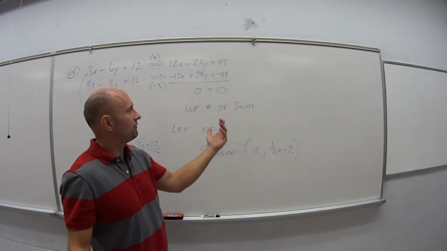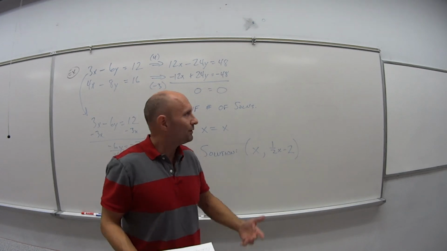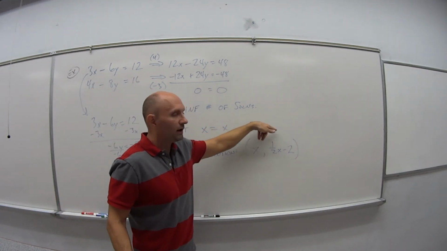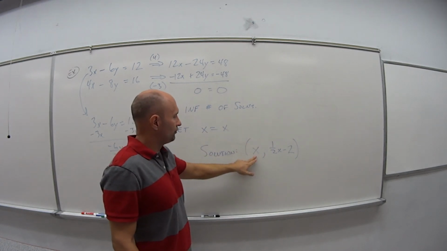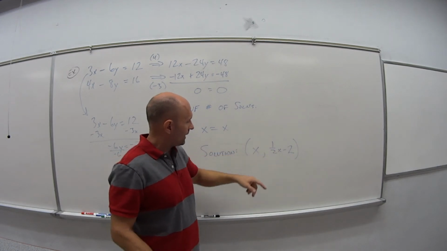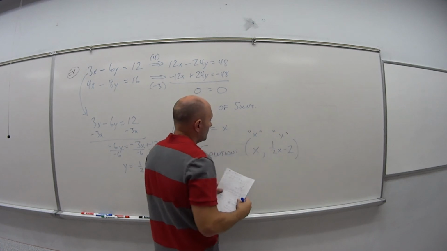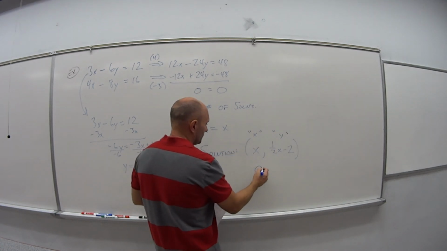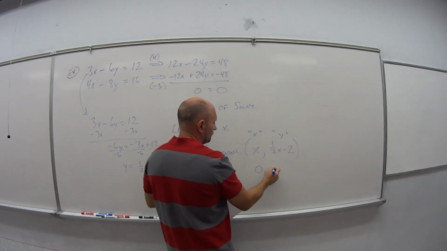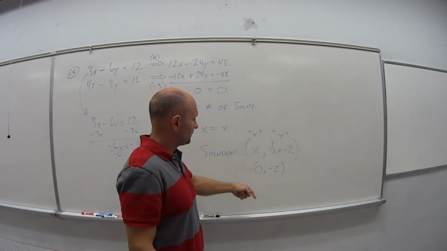As I said, every value won't work. I can't say let x be 0 and y be 0; that's not going to work here. But this specific set of ordered pairs will work no matter what I choose for x. This is my x value and this is my y value. If x is 0, then y is equal to what? 1/2 times 0 is 0, minus 2 is negative 2. So 0, negative 2 is an answer.